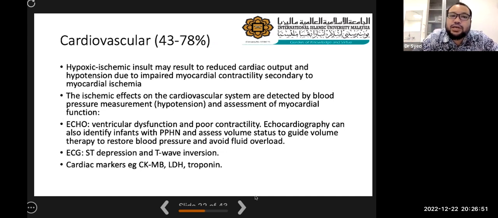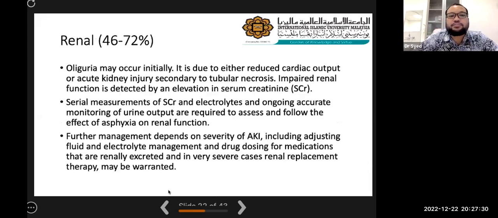Next is cardiovascular, which accounts for 43 to 78%. Hypoxic ischemic insult may result in reduced cardiac output, and cardiac function akan jadi impact because impact myocardial contractility due to ischemia and so on and so forth. So the baby may have hypotension, and if you do echo, we'll see ventricular dysfunction and poor cardiac contractility. So kalau kita buat ECG, kita akan boleh nampak ST depression and T wave inversion. Kalau kita buat cardiac enzyme, kita akan nampak elevated CK, elevated LDH and troponin. But usually kita do CK sajalah.